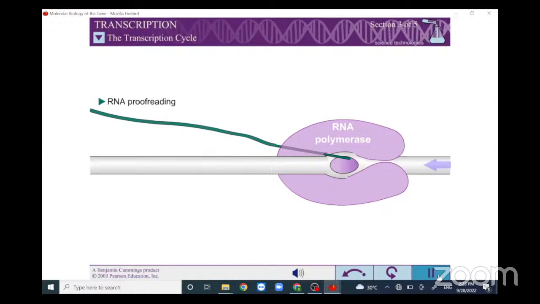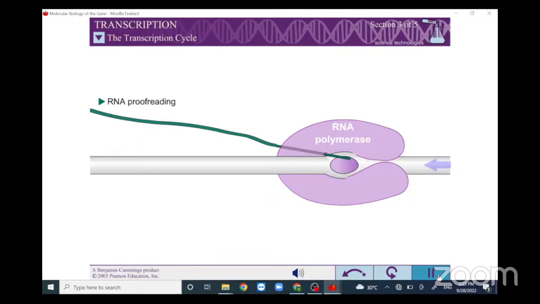One is pyrophosphorylatic proofreading, and the other is hydrolytic editing. So what are the two types of proofreading? Again, I will repeat all this. At that time you need to answer me. Number one, you have your pyrophosphorylatic editing. Number two is your hydrolytic editing.